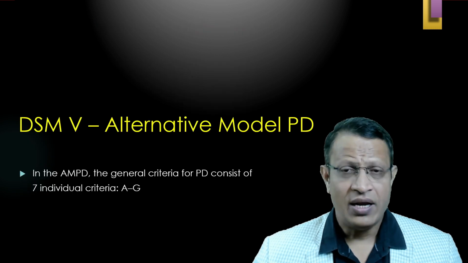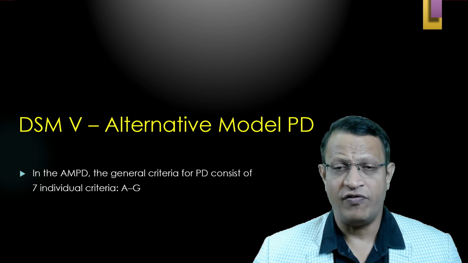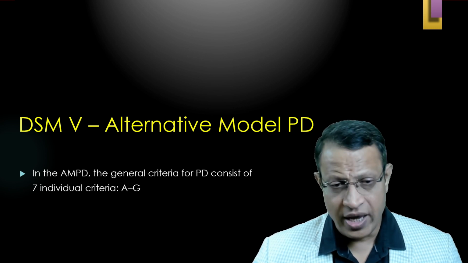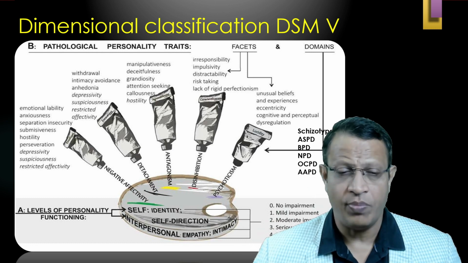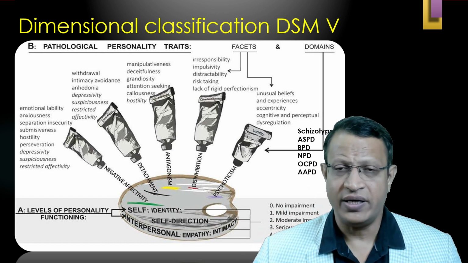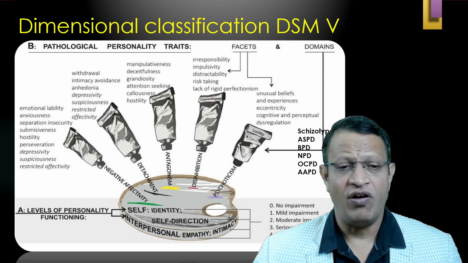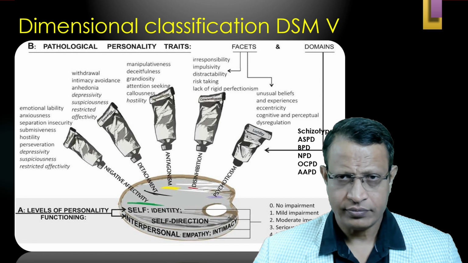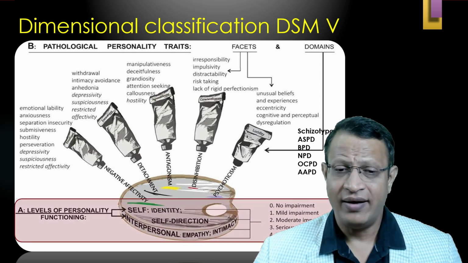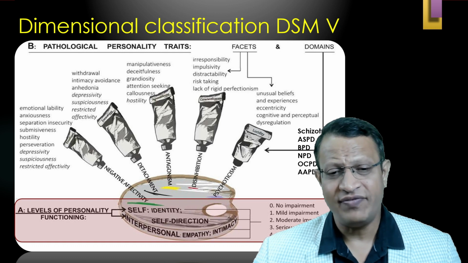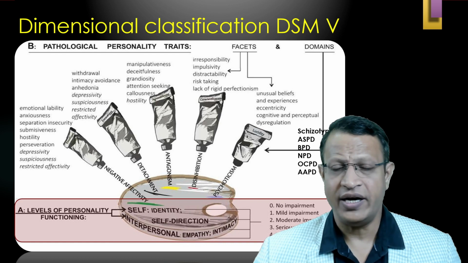pattern. Let's understand the DSM-5 alternative model of personality disorder based on the dimensional approach. Here, if you look at this diagram, you will be able to appreciate there are two important criteria that have been placed. One, that is A, level of personality functioning. That is, personality functioning with regard to self, meaning self identity and self direction. Further, interpersonal, meaning empathy and intimacy.